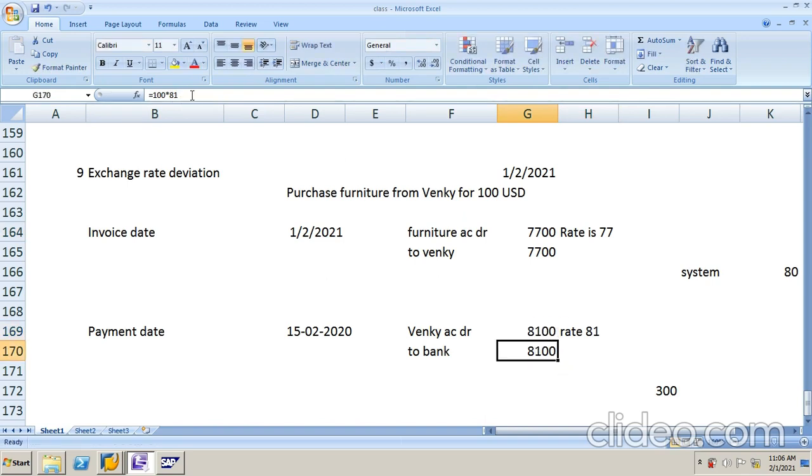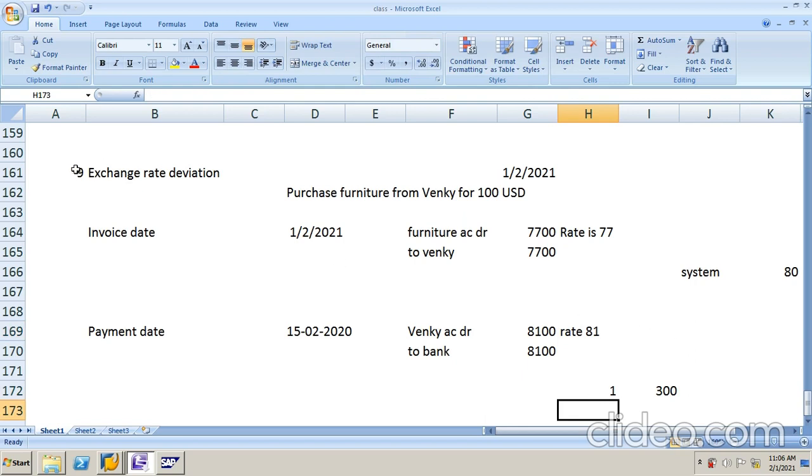So what is the difference? System rate is 80 and the rate we have given manually is 81. So only a 1 rupee difference is there. This is a small difference. Okay, so a small percentage difference is coming. At that time the system will allow.